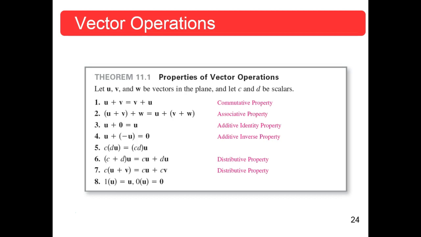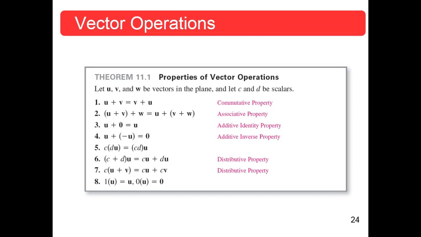Any questions on anything we've done so far? All right. So here's some of the properties of vector operations. Hopefully these make sense to you. We've talked about several of them before. If u, v, and w are vectors in the plane, we're dealing with only the plane now, and c and d are scalars, any real number, we're not going to deal with complex at this point. Fraction, decimal, positive, negative, rational, irrational, it doesn't matter, just keep them real.